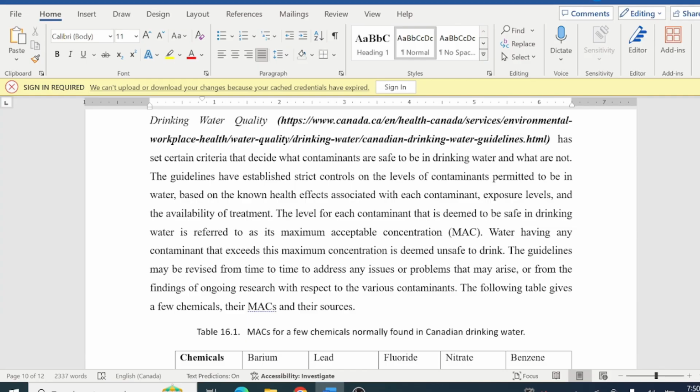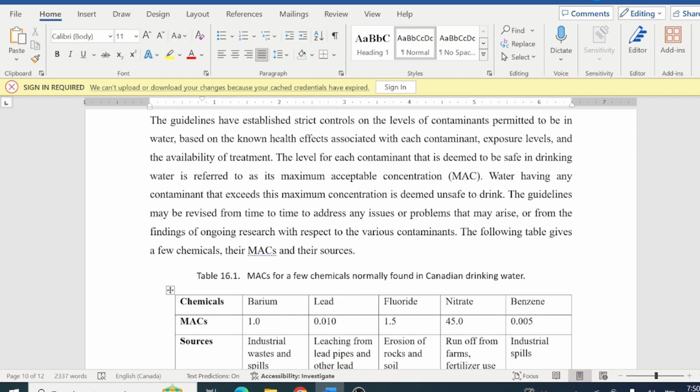Water having any contaminant that exceeds this maximum concentration is deemed unsafe to drink. The guidelines may be reviewed from time to time to address any issues or problems that may arise, or from the findings of ongoing research with respect to the various contaminants. The following table gives a few chemicals, their MAC, and their sources. All right? Let's look at these tables here.